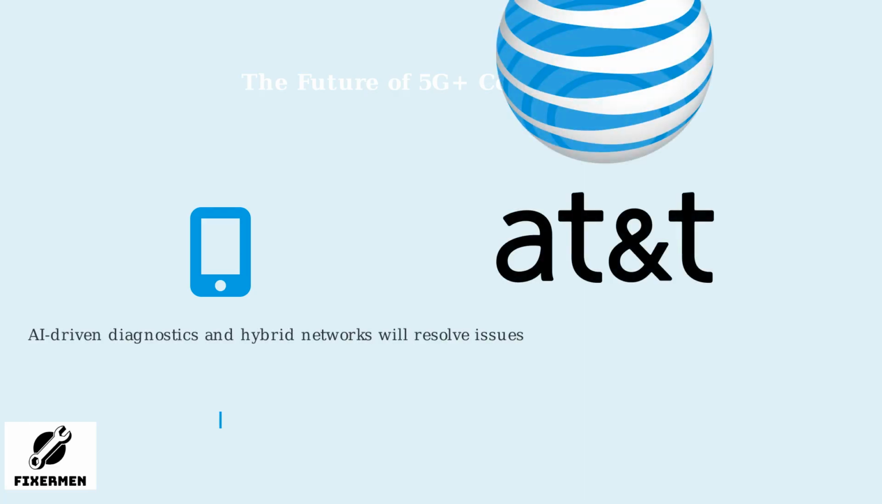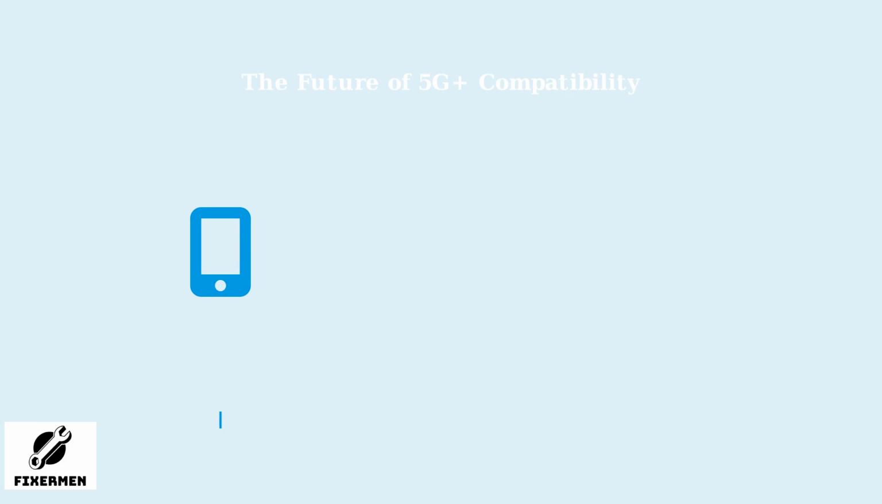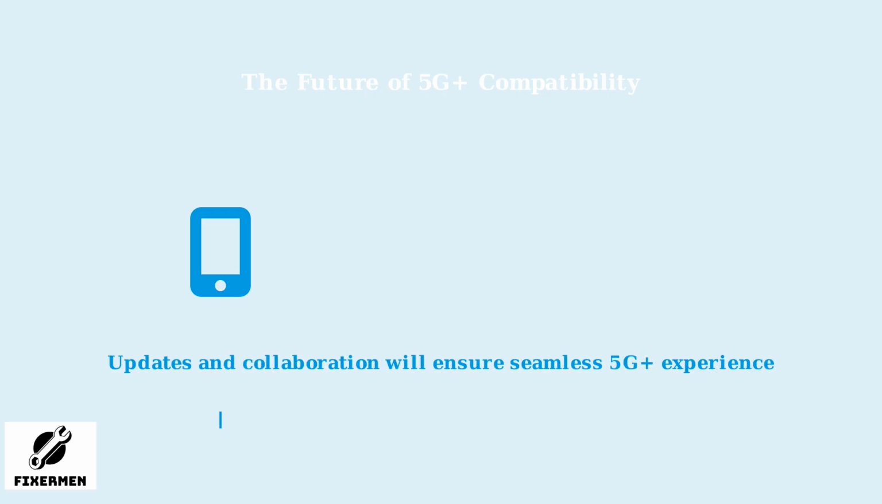As 5G technology evolves, AI-powered diagnostics in apps like Samsung SmartThings will automatically detect and fix compatibility issues. Hybrid networks combining mmWave and sub-6 GHz will offer better coverage, reducing the likelihood of indicator problems altogether. With ongoing software updates and industry collaboration, users can look forward to a seamless 5G Plus experience as these technologies mature towards 6G in the coming years.